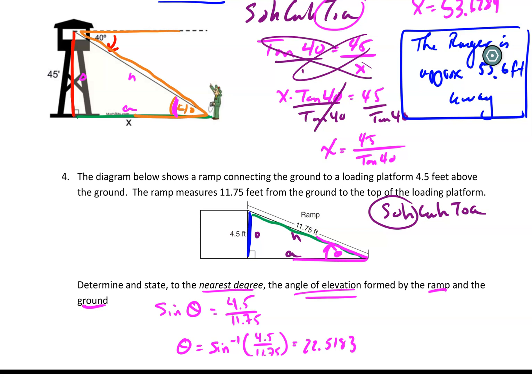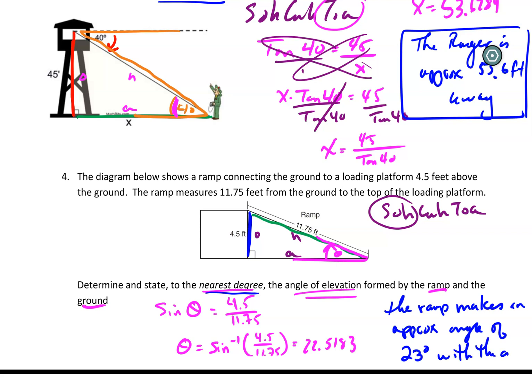What did it ask us to round to? Nearest degree. So now I'm looking for that. So the ramp makes an approximate angle of 23 degrees with the ground.